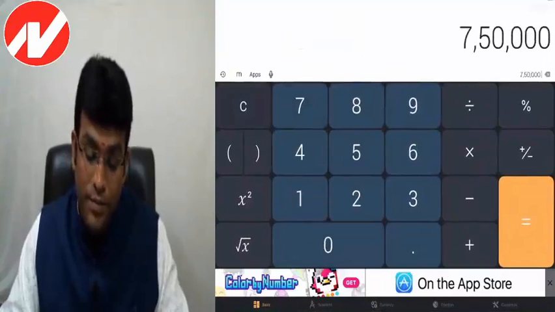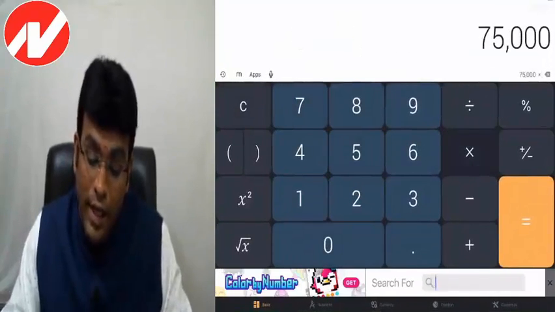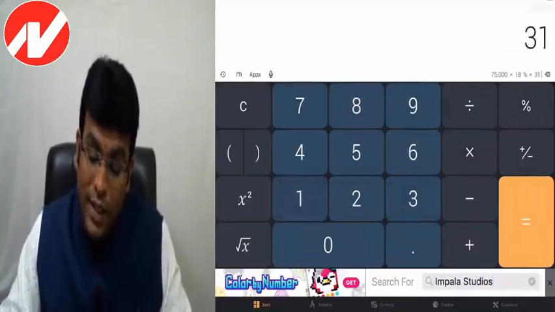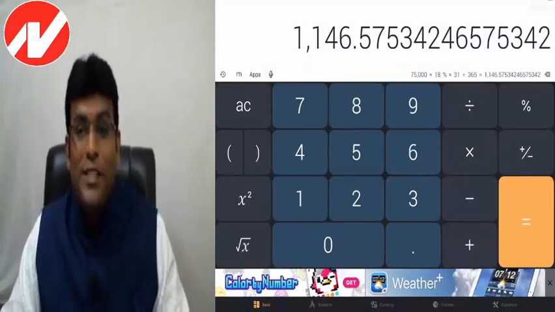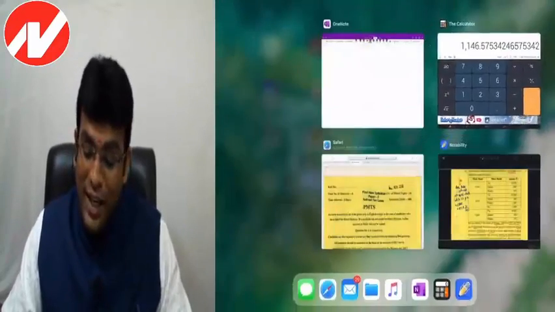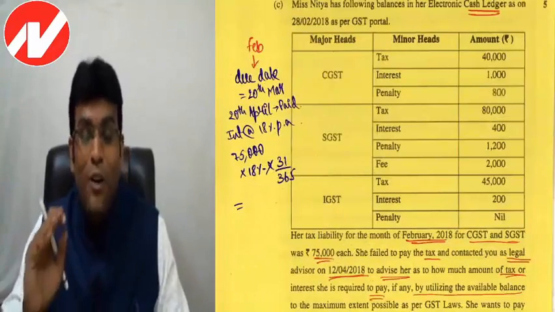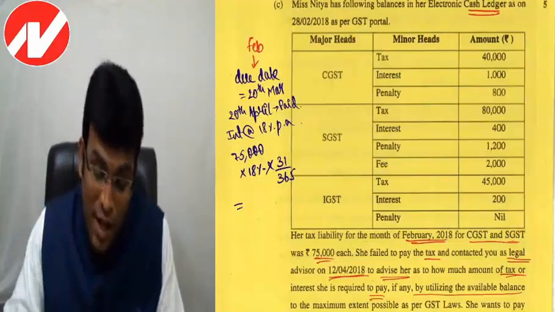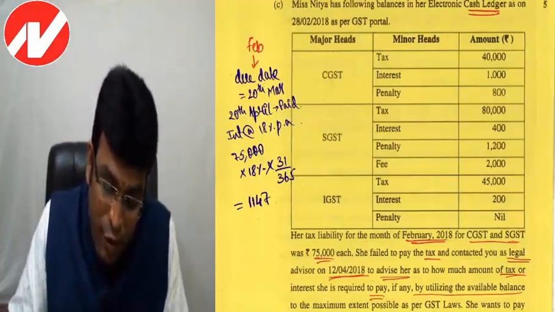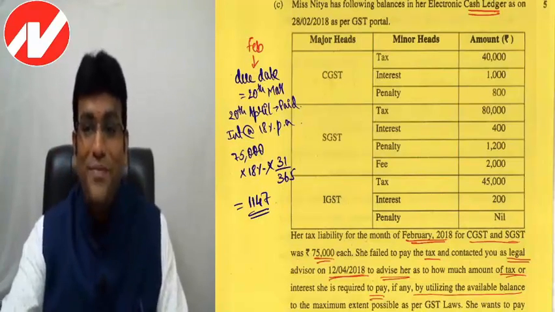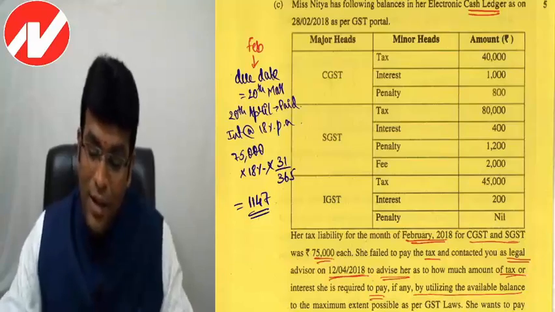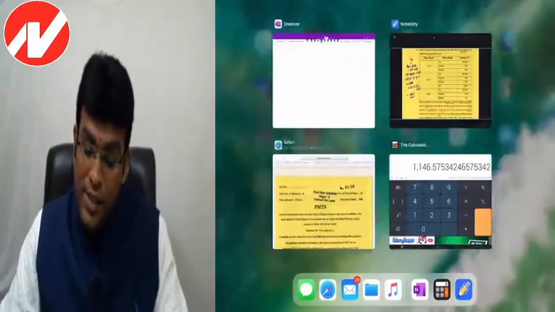75,000 into 18% into 31 divided by 365. It comes to 1,146.57. So I'll take it as 1,147. There is interest under CGST also, SGST also. Getting clarity, friends? Now what is payable?